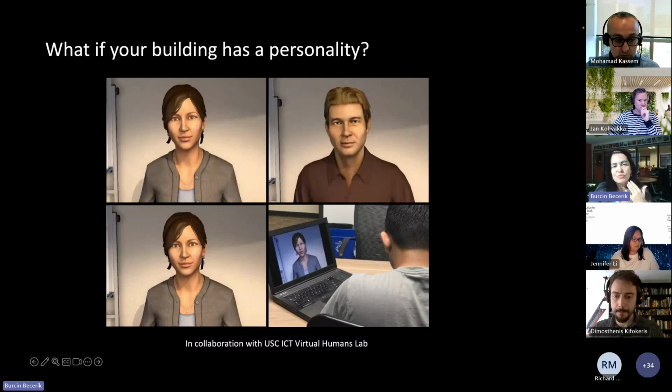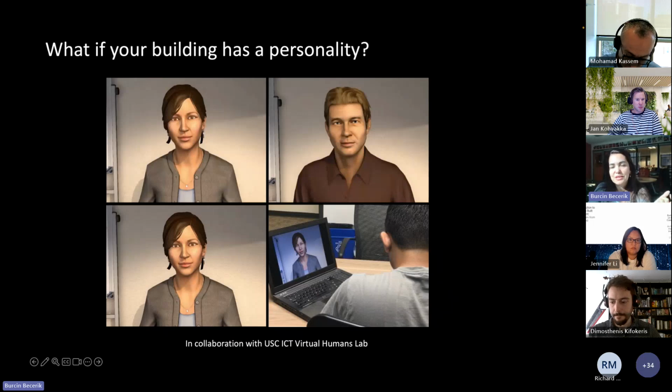We use female and male characters. This is a line of research which I'd be happy to share with you if you're interested, but our findings revealed that intelligent virtual agents were more effective than text or voice in terms of encouraging compliance with the building requests. And also, we tested what if we embedded social, relational factors in this.